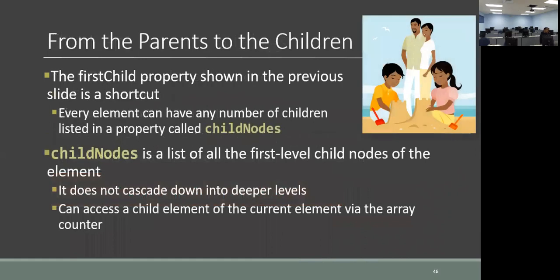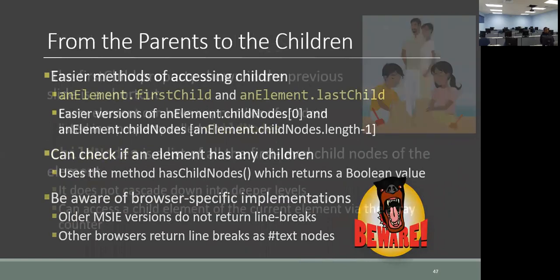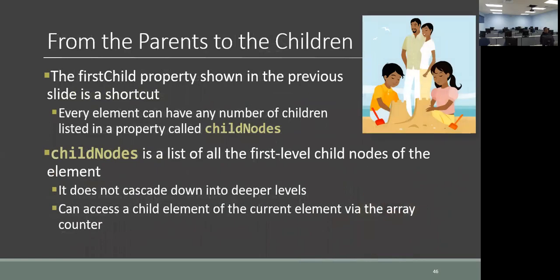It's a list of all, like I said, first level child nodes of the element. It does not cascade to deeper levels. You can access the child element of the current element via the array counter, because child nodes is an array. And because it returns an array, if you want to access children within it, you access it using the index, so index value 0, 1, 2, 3, 4, 5.